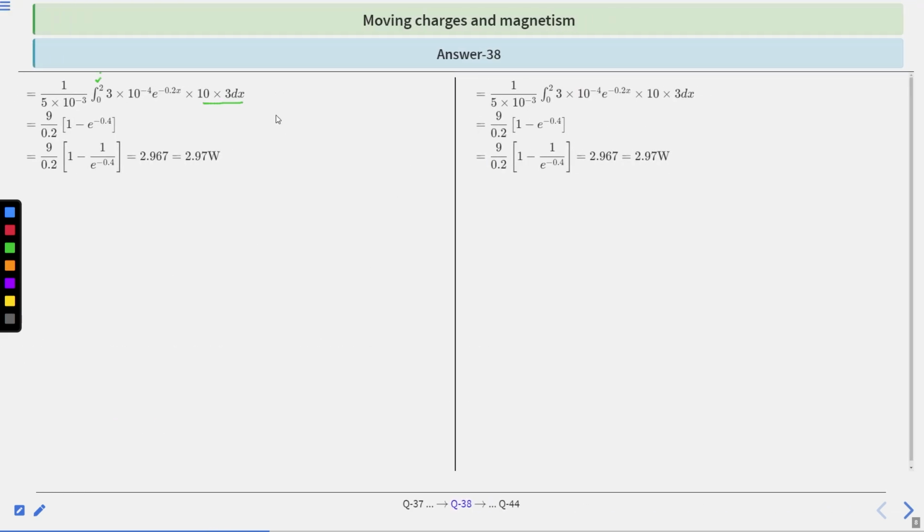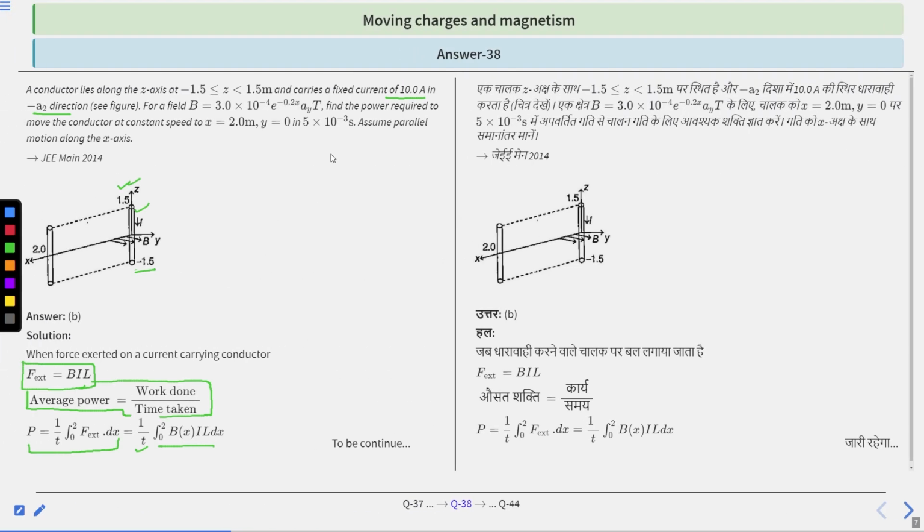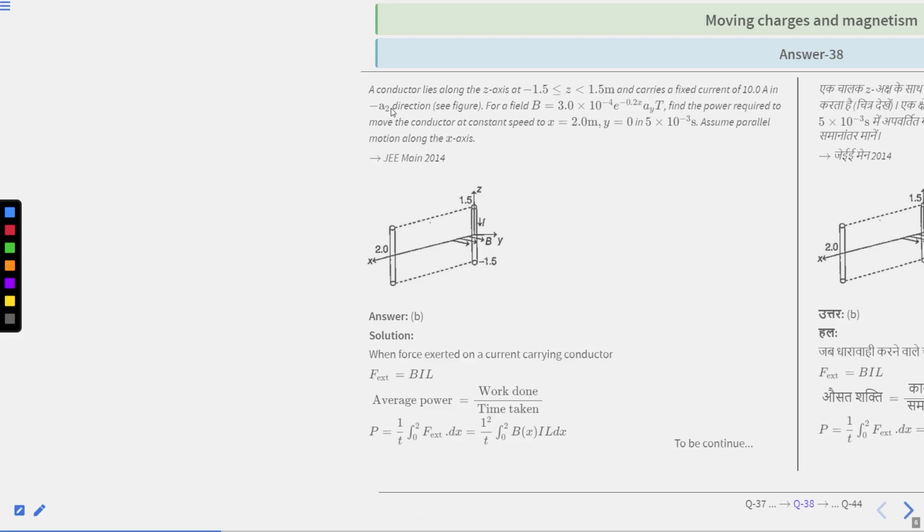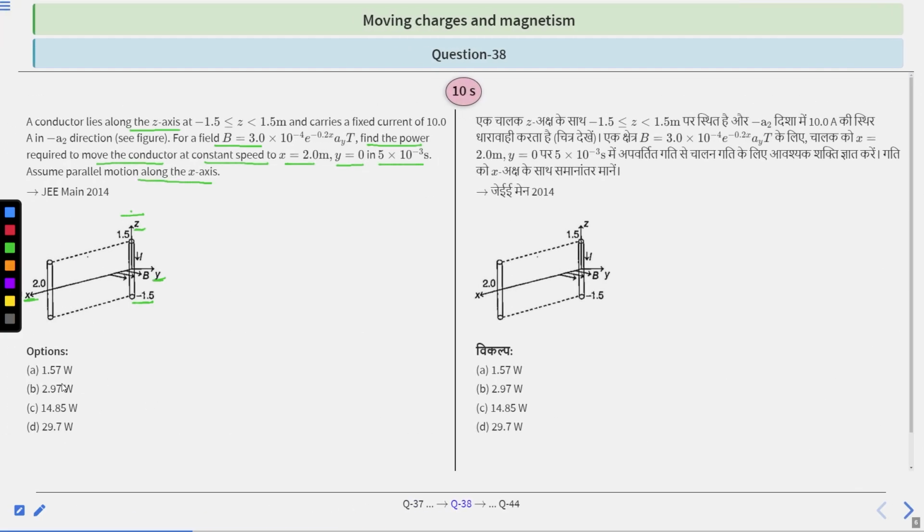this expression. Clear? Solving this expression, you will get 9 into 1 minus 0 exponential raised to the power minus 0.4, divided by 0.4. After solving this expression, you will get the final answer, 2.97 watt. So the required power is 2.97 watt. The question asks about the power, so the required power is 2.97 watt. So option B is correct. Clear? Option B is correct.